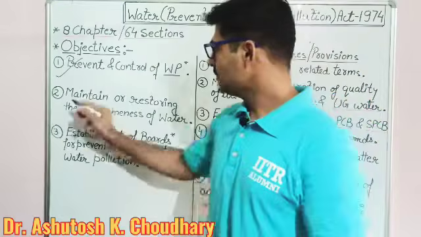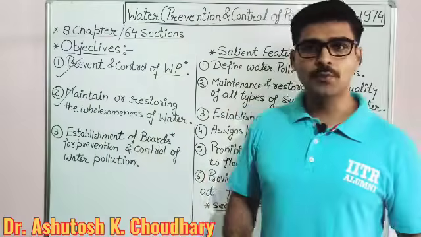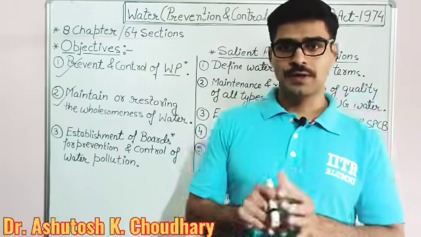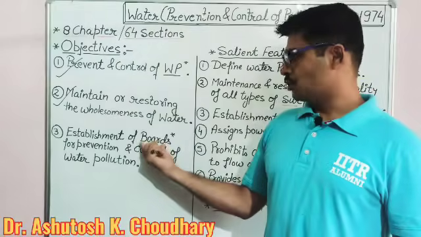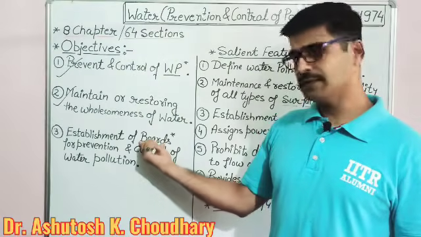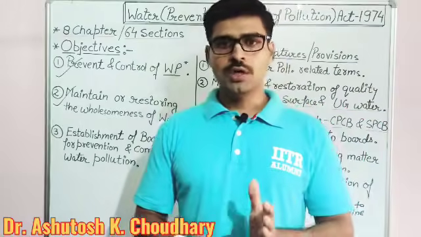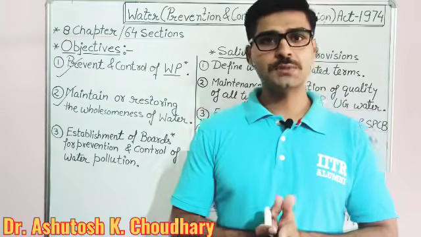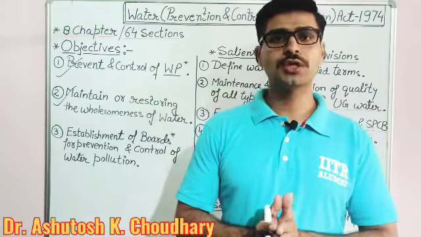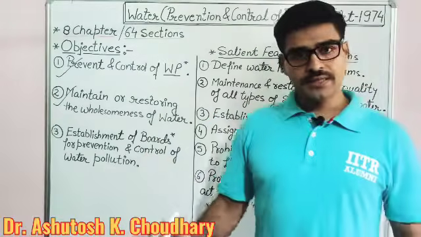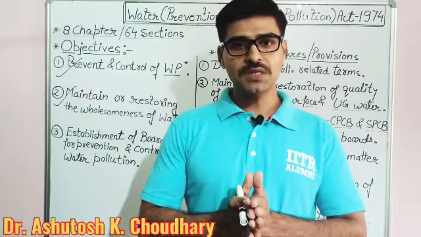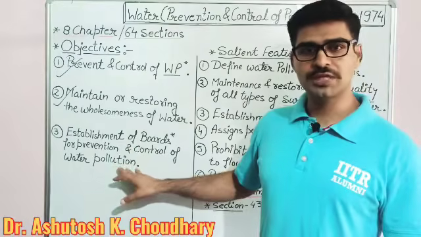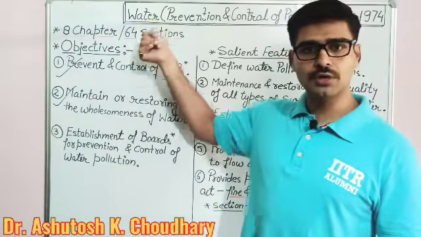The third objective is the establishment of boards for the control of water pollution. Now the question is what these boards are. These boards we can broadly divide into 2 categories. First is the Central Pollution Control Board, जिसको हम CPCB भी बोलते हैं. And second is the SPCB, the State Pollution Control Board. So उन boards को establish करने का जो objective है, that comes under the Water Pollution Control Act.